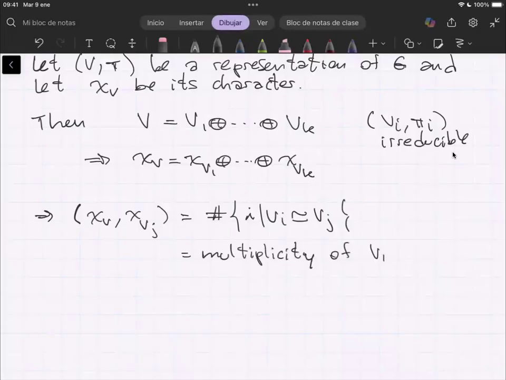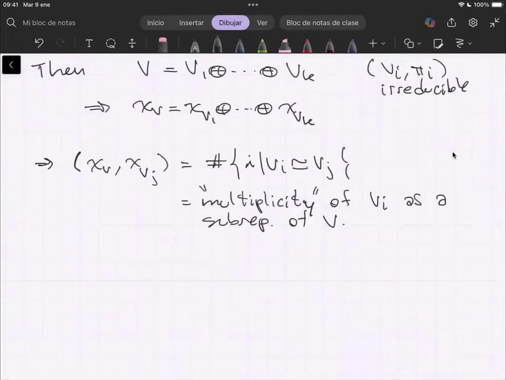of the irreducible representation as a sub-representation of B. So this is a very important tool, because we know that any representation of a compact group can be decomposed into a sum of irreducibles, isomorphic or non-isomorphic to each other. To know how many sub-representations are isomorphic to each other, we use the characters. We take the inner product of the characters, and we know that number.